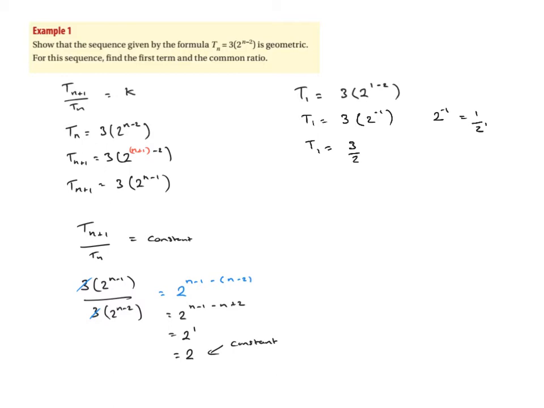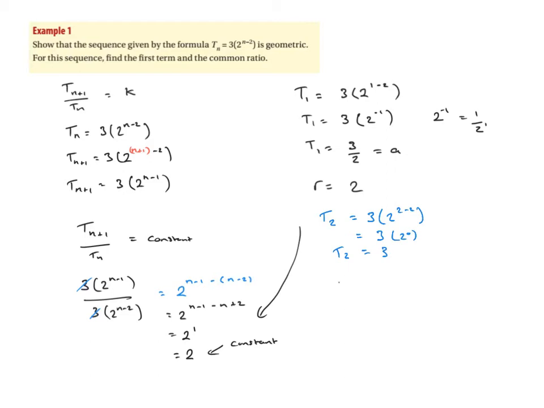We've already worked out what the constant is, so we don't have to worry about that. So that's my A. The common ratio, which we're going to call R, is going to be equal to 2. We've already worked that out over here. But if we hadn't done that, we could work it out by working out T2. T2 is going to be equal to 3 multiplied by 2 to the power of 2 minus 2, which is 3 times 2 to the power of 0, and any number to the power of 0 is 1, so that means that T2 is equal to 3.